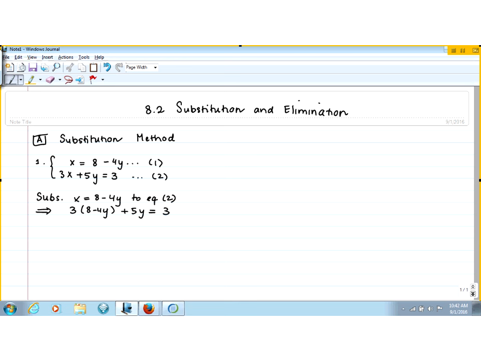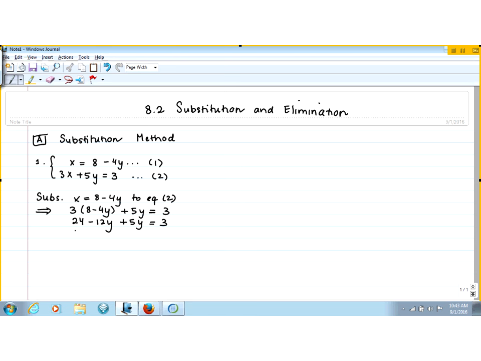Yes, perfect. So 24 minus 12y plus 5y is equal to 3. All right. So now look at my equation. Do I have x or y here? How many variables do I have? I only have one, which is y. That's the goal of substitution. So the goal of substitution is to have one variable only in one equation. So I don't have x anymore.